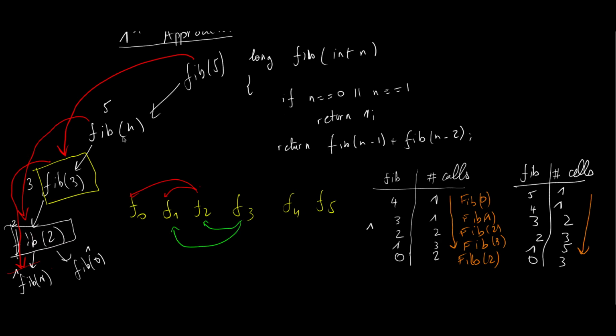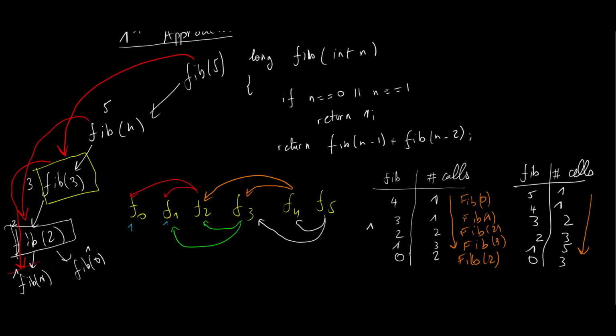The same goes for fib of 4. It has an arrow to fib of 3 and another arrow to fib of 2. So this goes to fib of 3 and this goes to fib of 2. And finally, fib of 5 also has 2 arrows, 1 to 4 and 1 to 3. So it has one arrow that goes to 4 and another one that goes to 3.